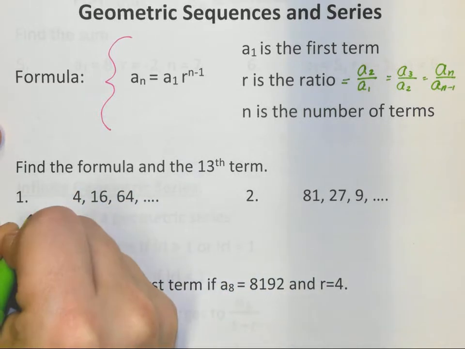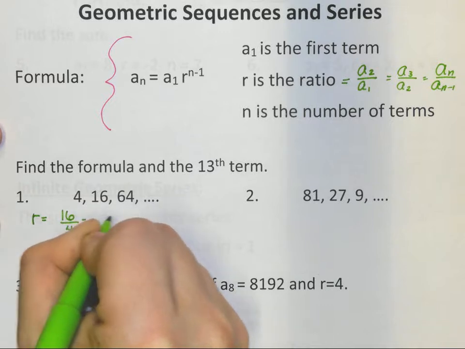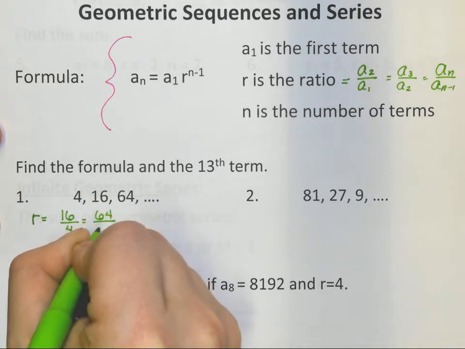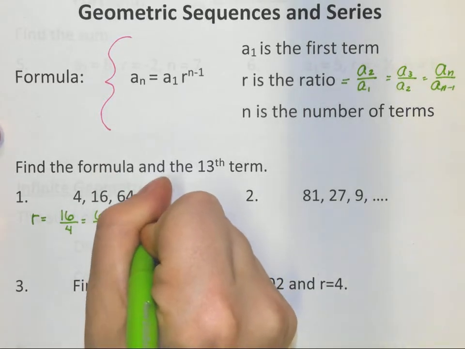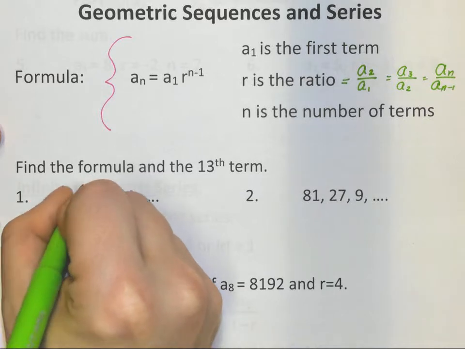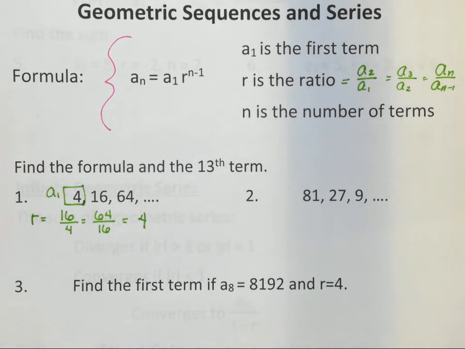Multiplying. And the way you can figure out what your ratio is, again, you can just take the second term over the first. You can do the third term over the second. It does not matter. What does that give you? 4. We have the first term. So now all I'm going to do is plug it into the equation.